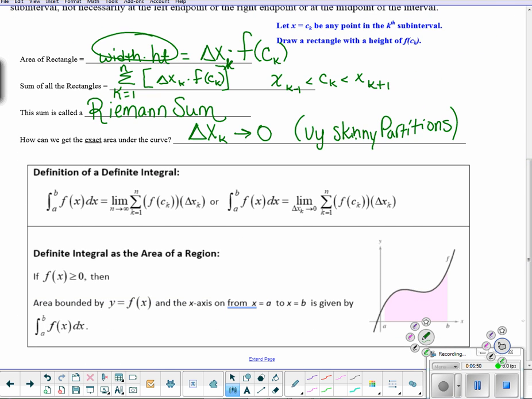Then we come into the definition of a definite integral. I know this kind of seems heavy, you guys, and we will have to do some interpretation of this, although that's not really the focus of today's lesson. But we've got to have this background information.